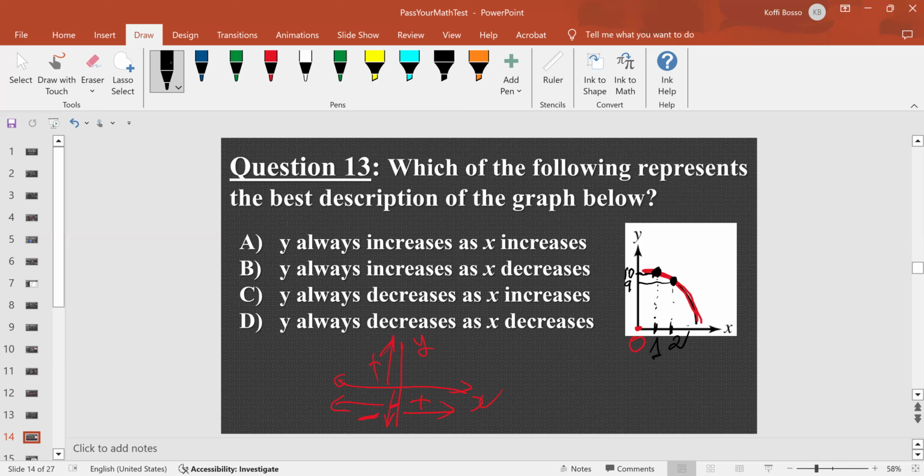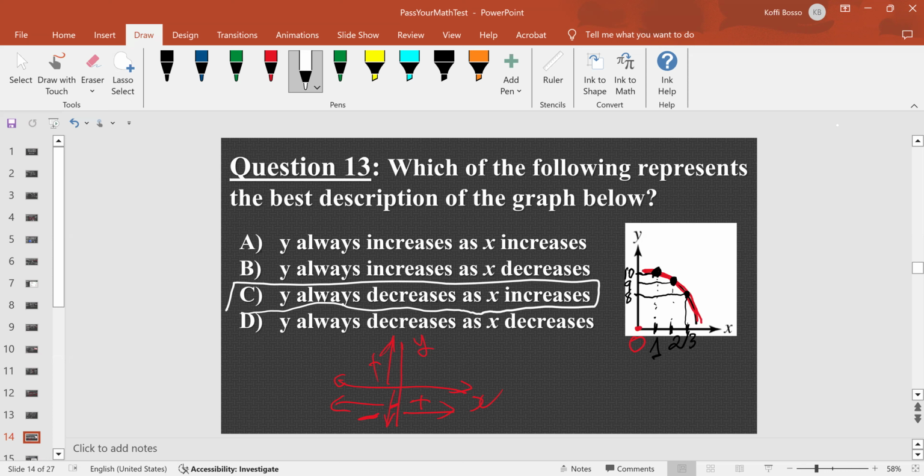Let's do another one. Let's take a 3 here. Again, I have a point on the graph where the x value is 3, but the y value is going to be something below 9, so let's call it 8. So what's happening here? We are seeing that as x is increasing, the y value is decreasing. So it has to be that sentence: x increasing, y decreasing. So that's C, because they say y always decreases as x increases. Yes, that is the correct choice for 13.